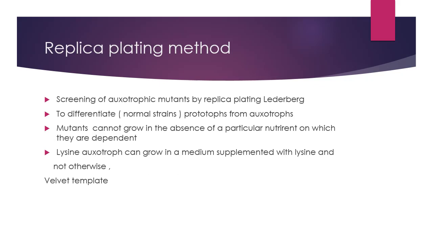Screening of auxotrophic mutants by replica plating by Lederberg. To differentiate prototrophs and auxotrophs: mutants cannot grow in the absence of a particular nutrient on which they are dependent, for example lysine. An auxotroph can grow on a medium supplemented with lysine and not otherwise.